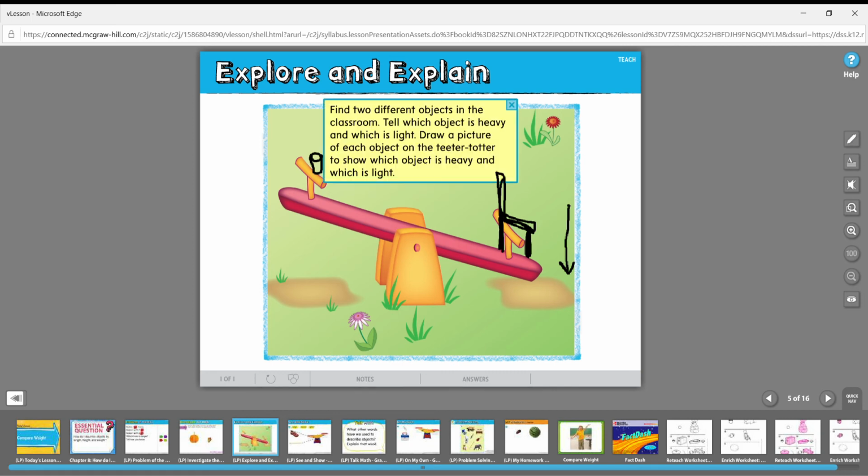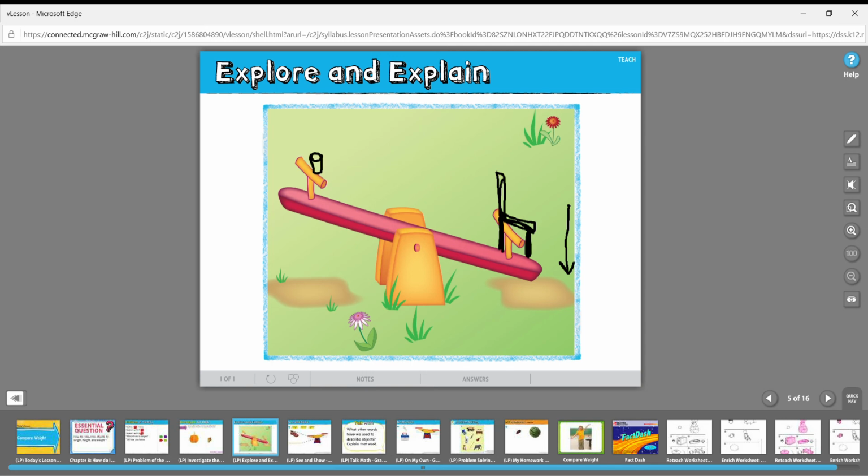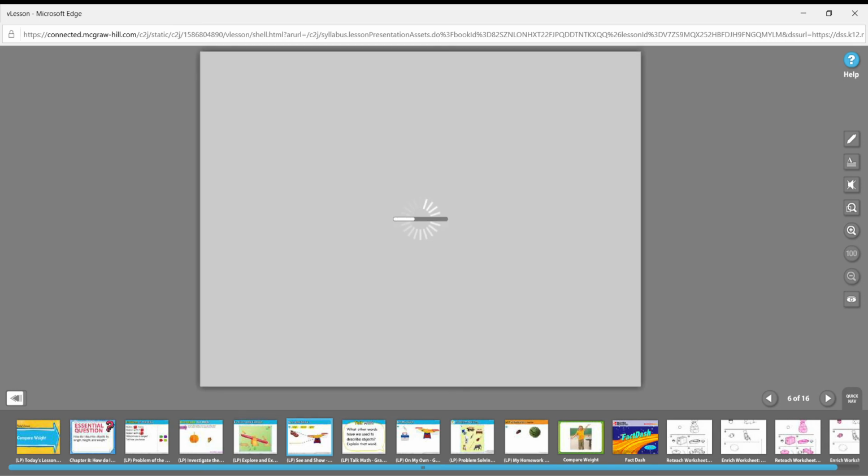Okay, so now what else does it say? Okay, yep, draw a picture of each object on the teeter-totter to show which object is heavy and which is light. So you can do that with two things in your house. All right, then we'll go on to the next part of our problem.